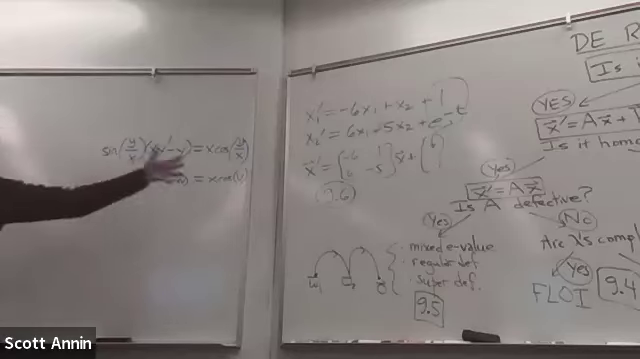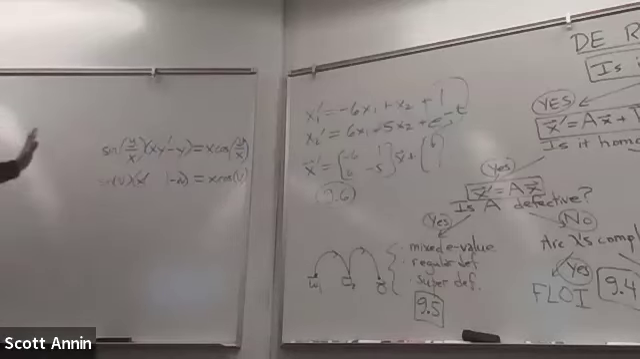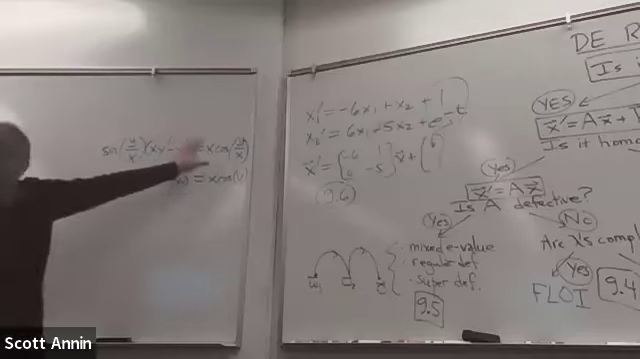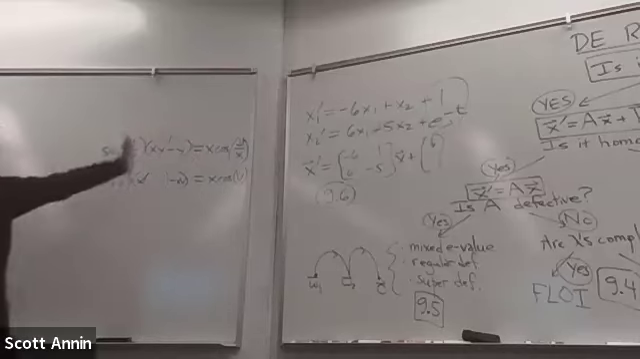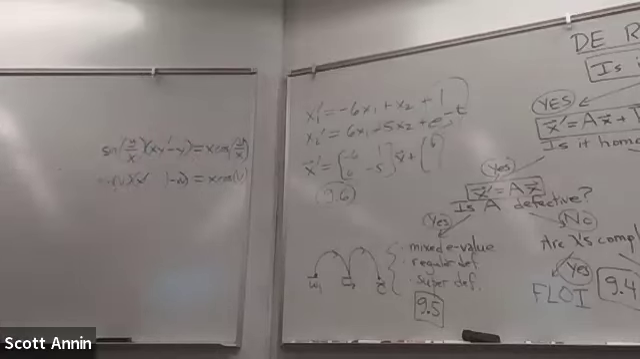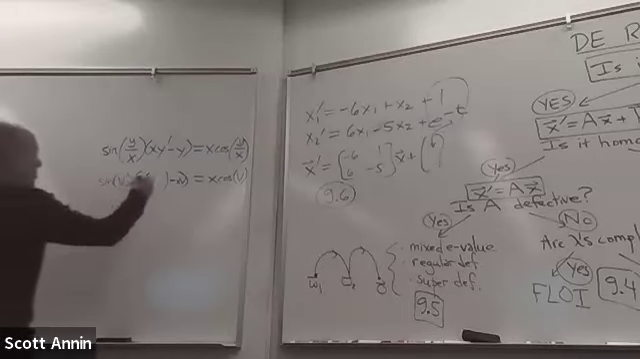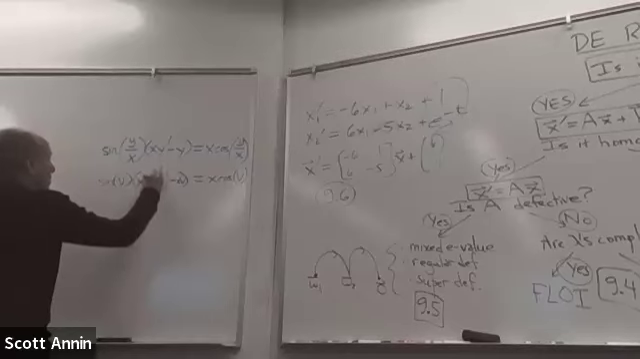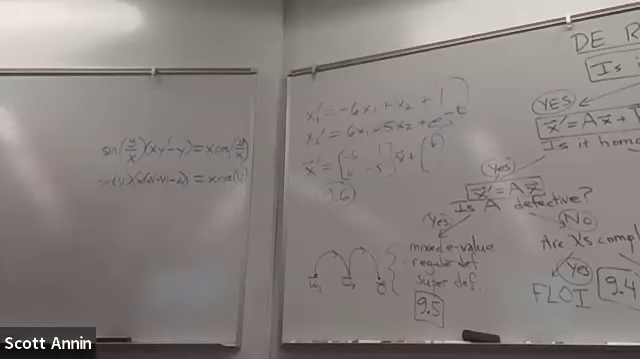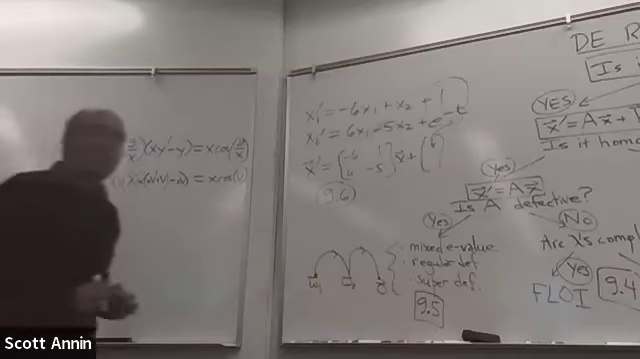So the key thing about this change of variables is make sure that you get rid of all of the y's and turn them into v's. You shouldn't have some y's and some v's at the same time. They should all be completely substituted. So this y prime would be xv prime plus v right here. And that can be simplified. You can then work on simplifying it.